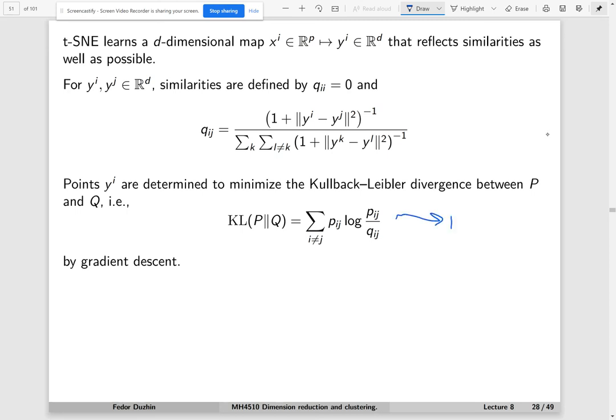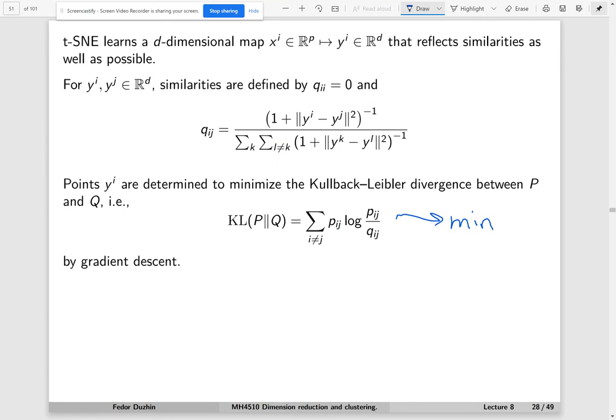And this is done by gradient descent, right? So this is a function of y1, y2, and so on up to yn, and we're going to differentiate this expression with respect to these y's, and we're going to use gradient descent to find the minimum of that expression. So this is very similar to logistic regression or to artificial neural networks. Only here, instead of the loss function, we have this Kullback-Leibler divergence.